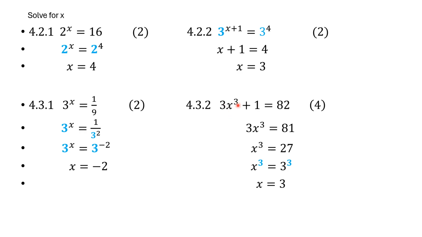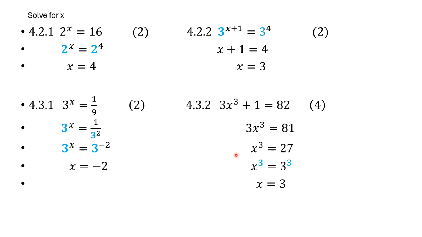4.3.2, I have 3 to the power x cubed plus 1 equal 82. So if I take plus 1 across, remember I have to solve for x. So I'm going to make sure I have x alone on the left hand side and everything else on the right hand side. So plus 1 first goes over. 82 minus 1 becomes 81. Right, then I have 3x cubed. To get rid of the 3, I'm going to divide by 3. So 3 divided by 3 gives me 1x cubed. 81 divided by 3 gives me 27.